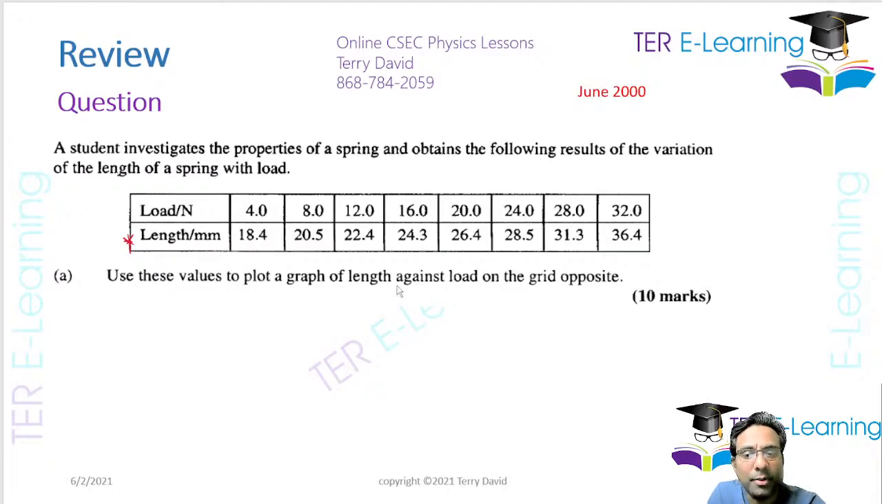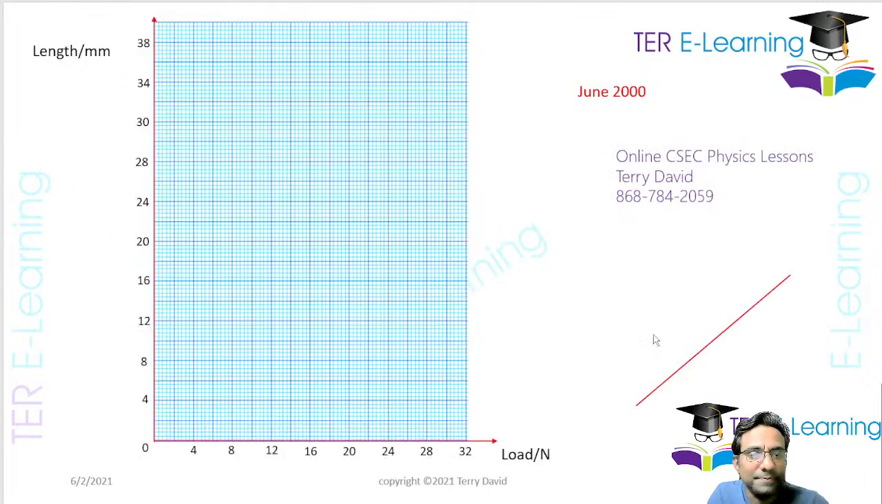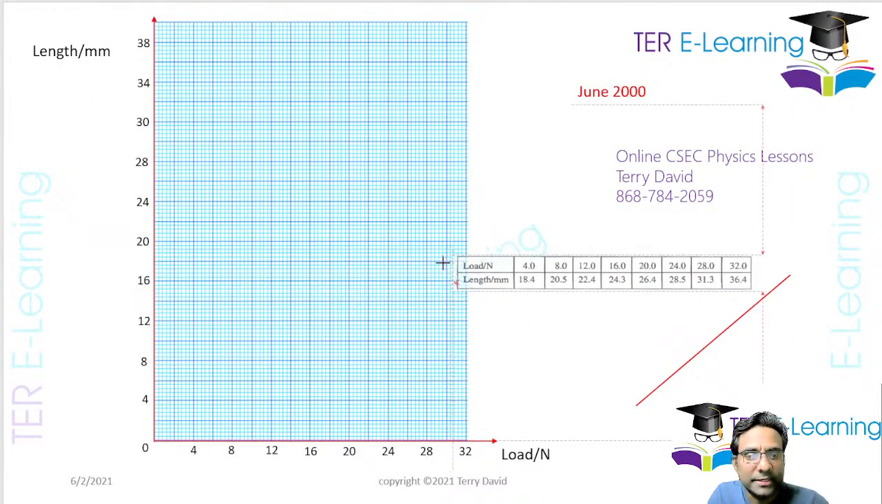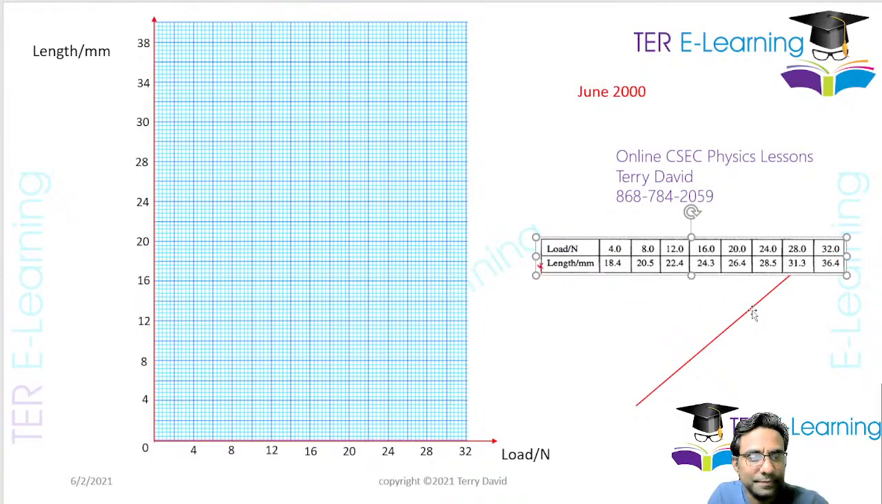Use these values to plot a graph of length against load. So always remember, when you see the word against, that means that this here will be my y values and this here is going to be my x values, right? That's what that is. Now, let me get this close to my graph paper. So this is my graph paper here, right? So this is my data.